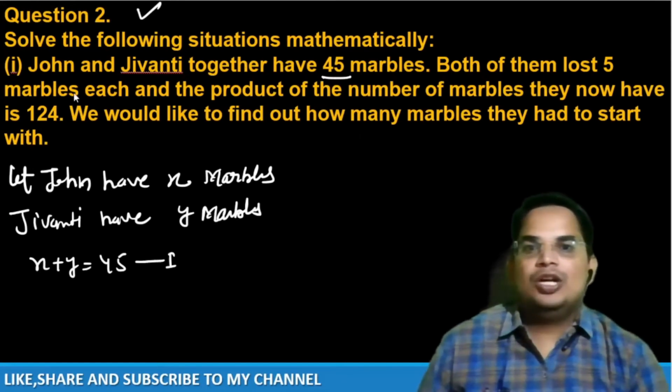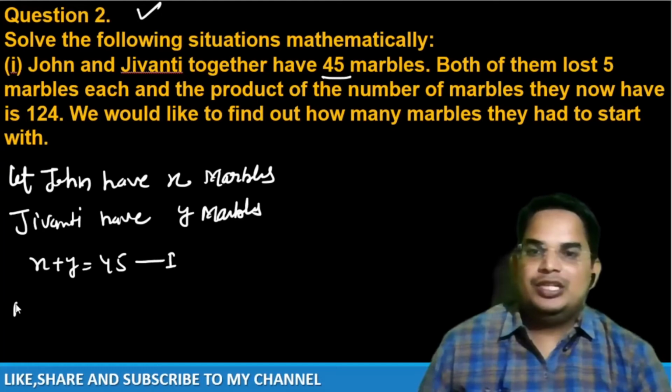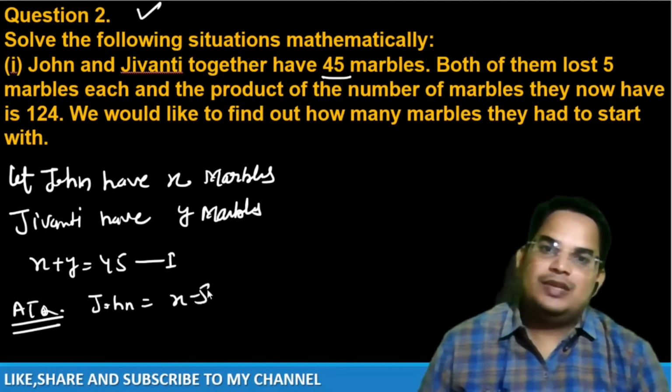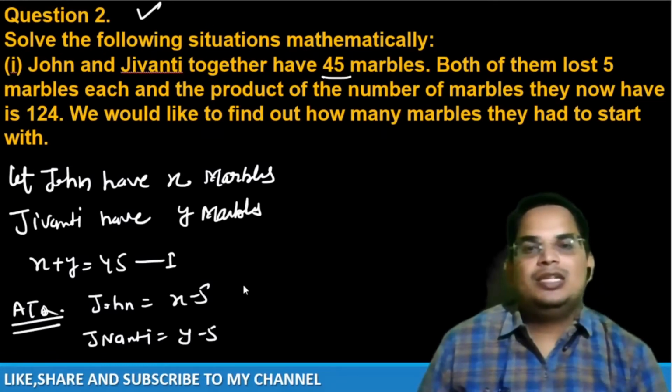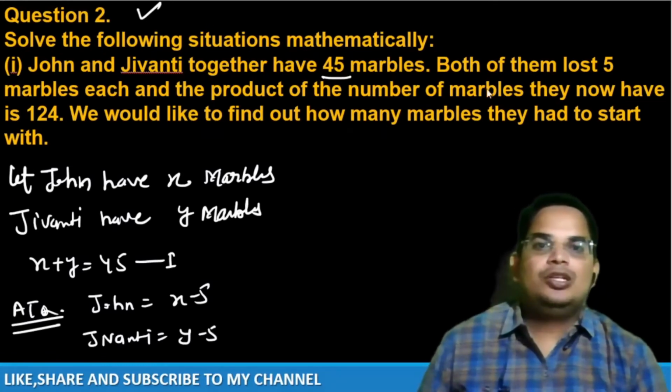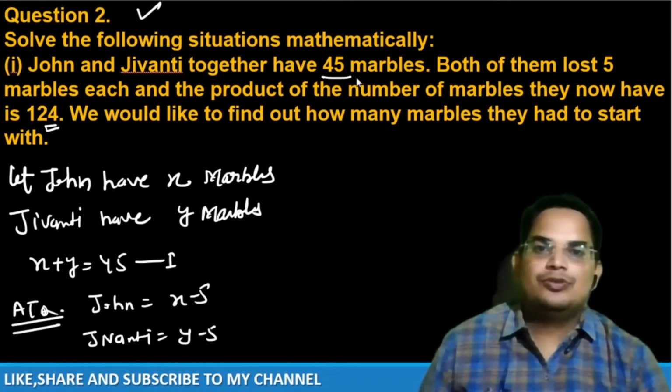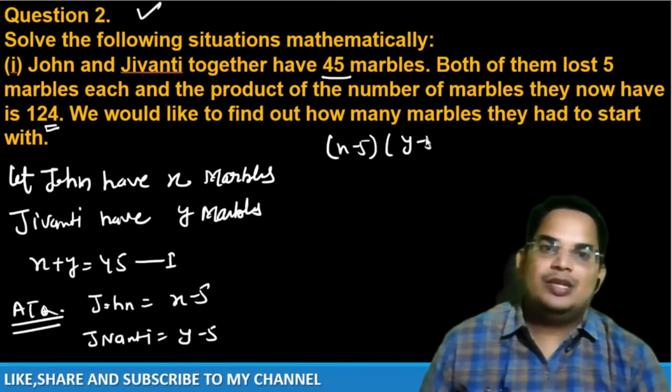After both of them lost 5 marbles, so according to the question, they lost the 5 marbles. So what you can say, now John having x minus 5, Jivanti having y minus 5. After this, the product of the numbers of the marbles they now have is 124. The product is 124. So what you can say? You can say x minus 5 and y minus 5 is equal to 124. So just a second, children.